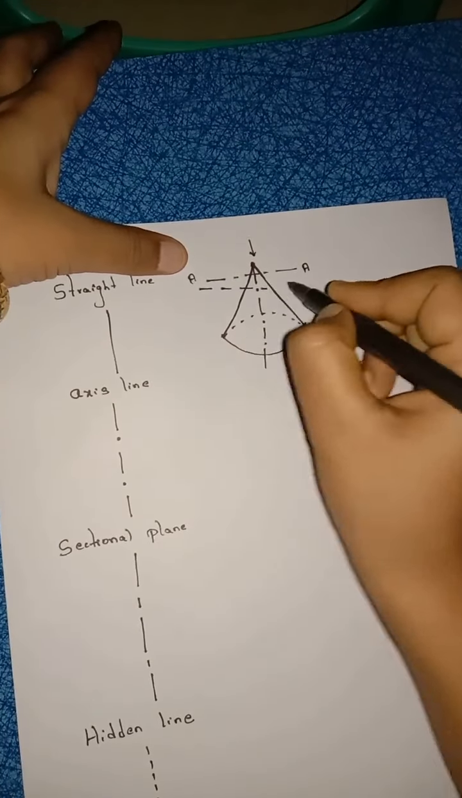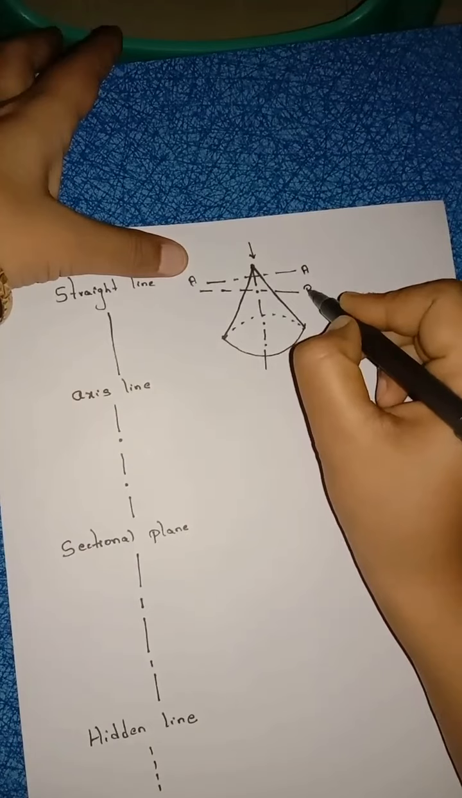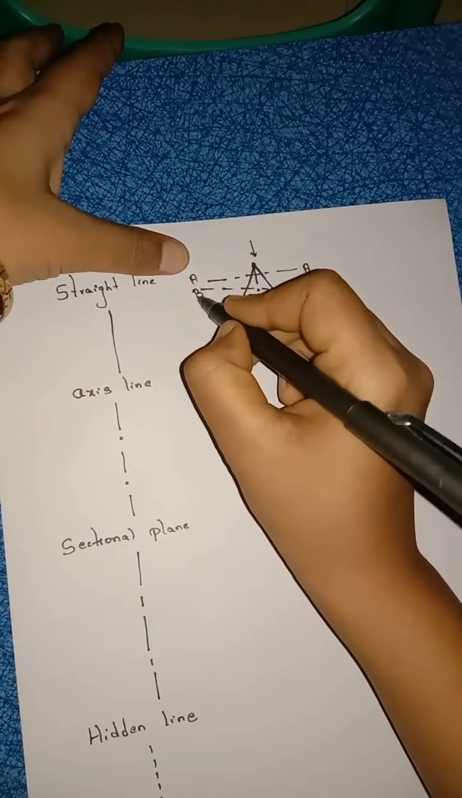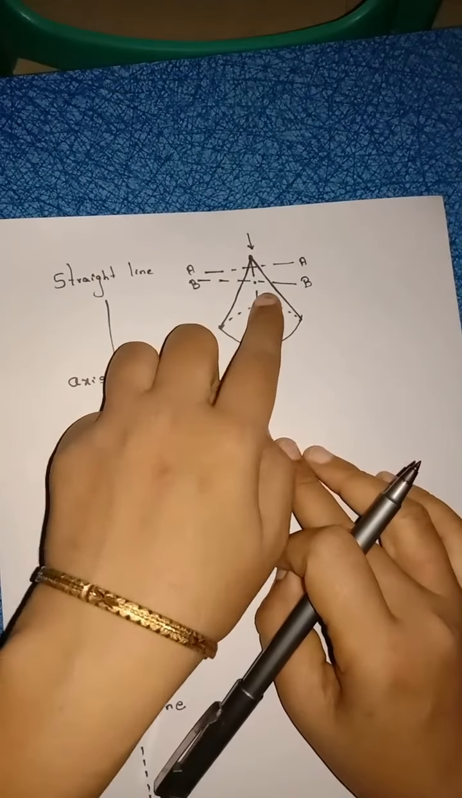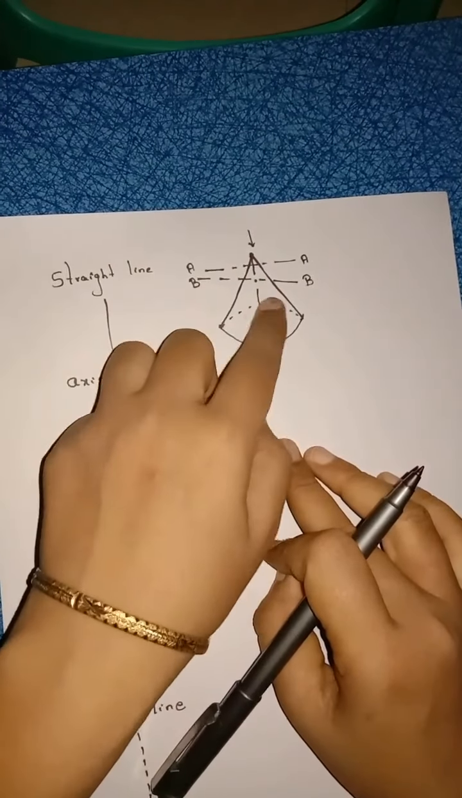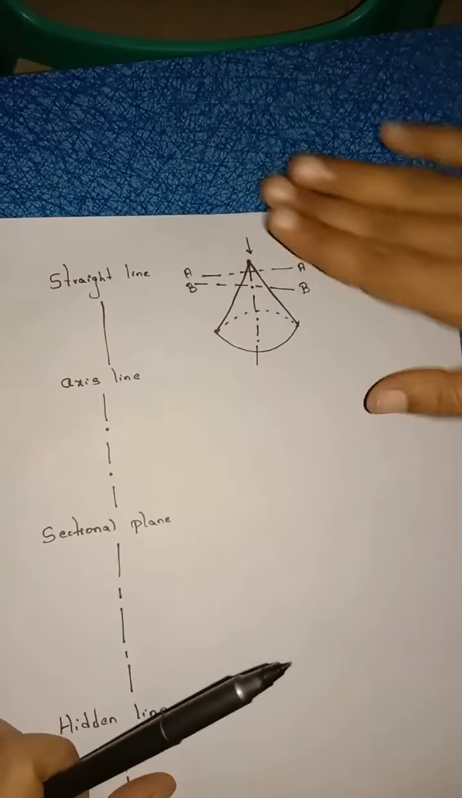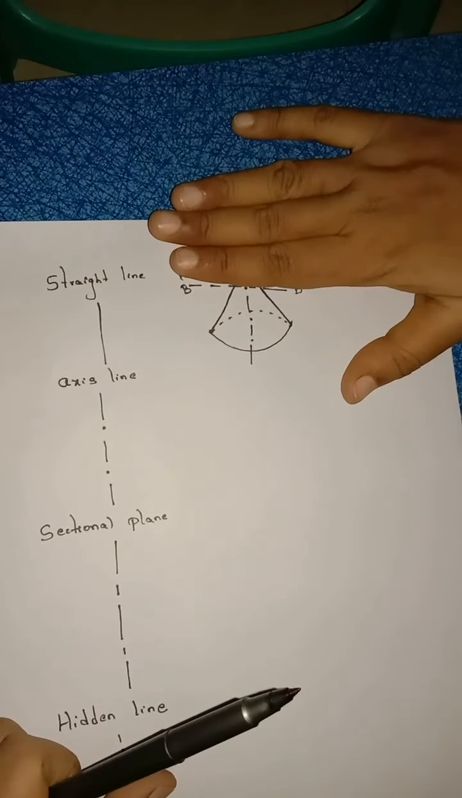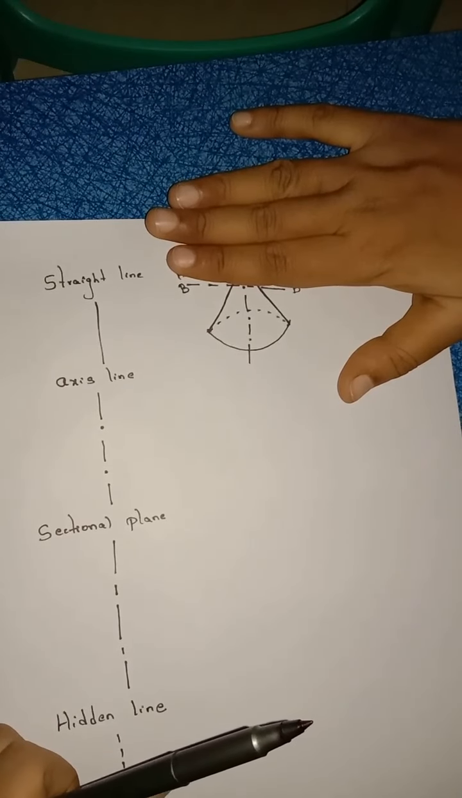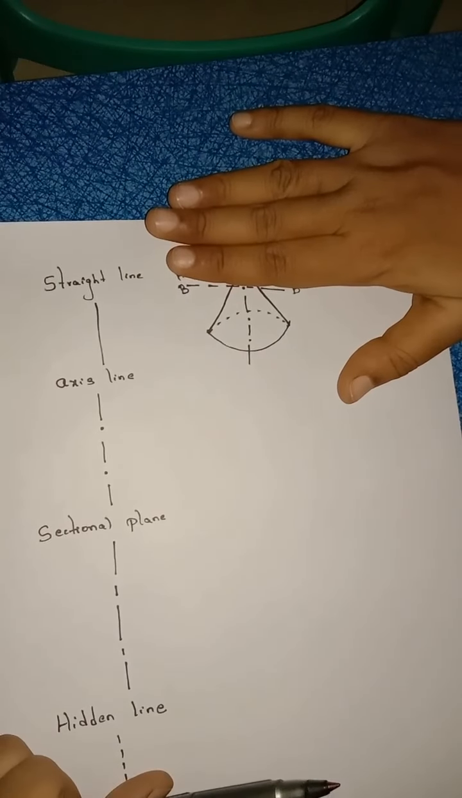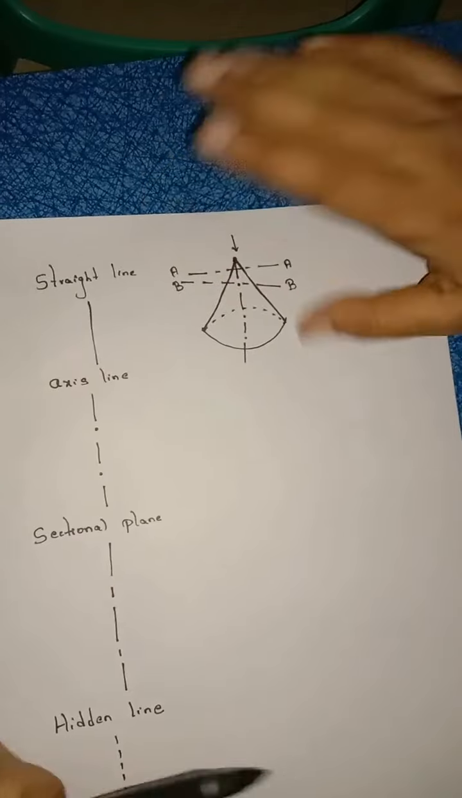Suppose I make the sectional plane in an inclined manner, not a straight line, it is inclined to the axis, right? So if I remove this portion now, it looks like an oval shape. The oval shape is nothing but the ellipse, right?